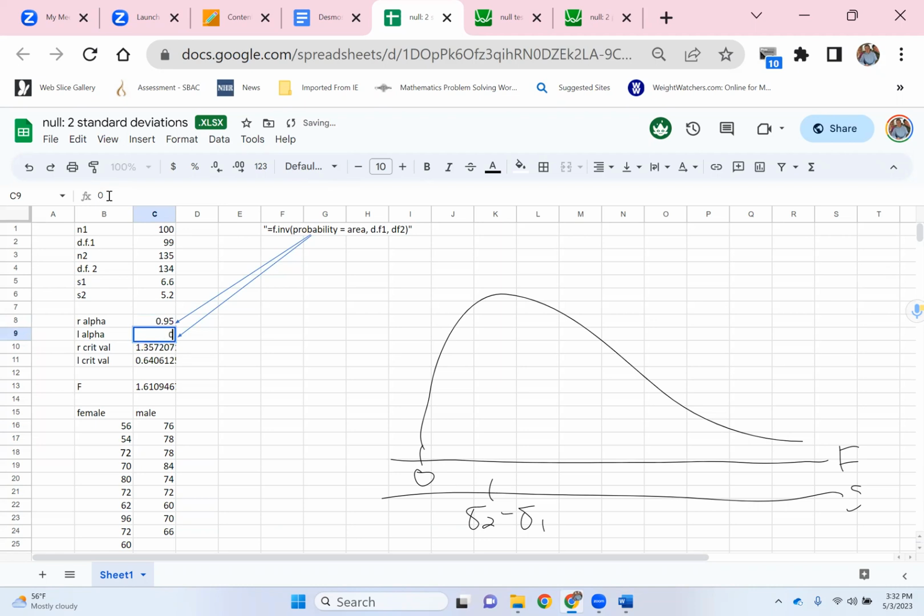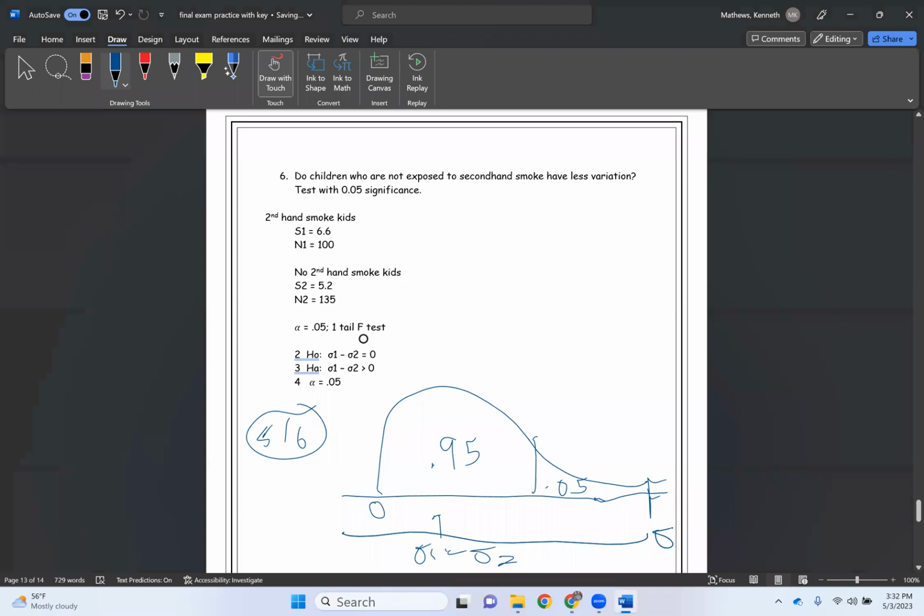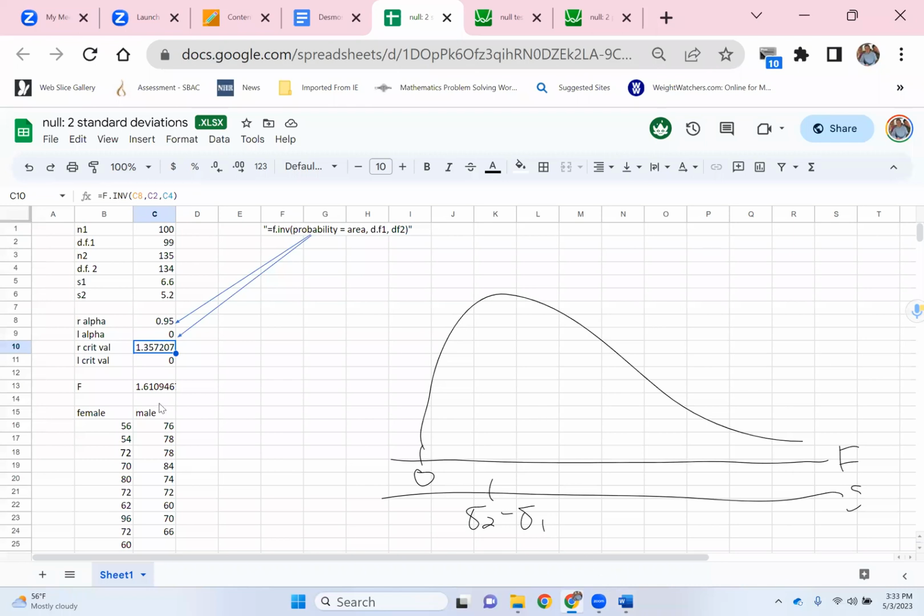There's not going to be a left partition, so we'll just put a 0 there. So our right critical value is 1.36, and our test statistic is going to be right here, 1.61.